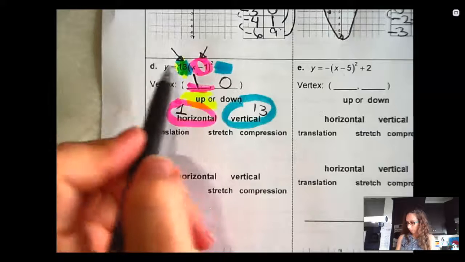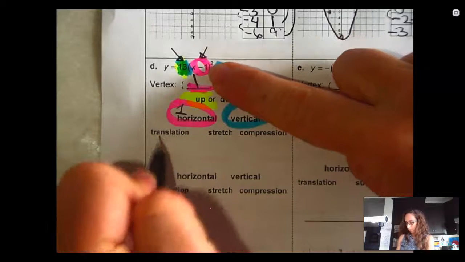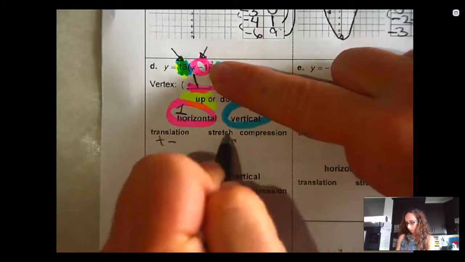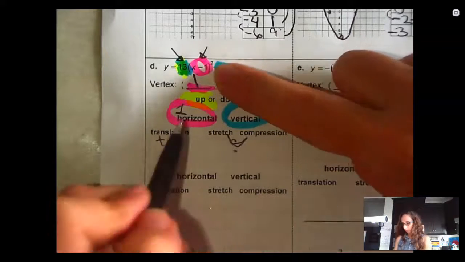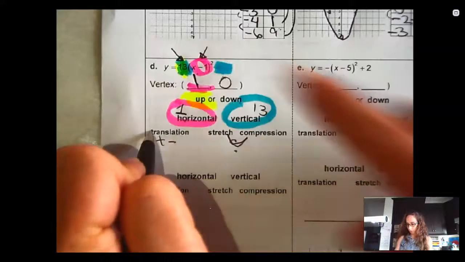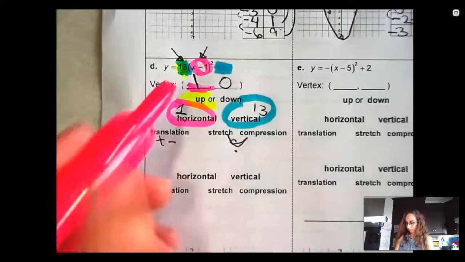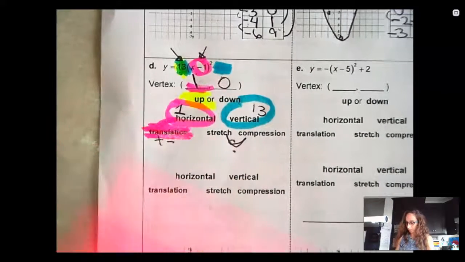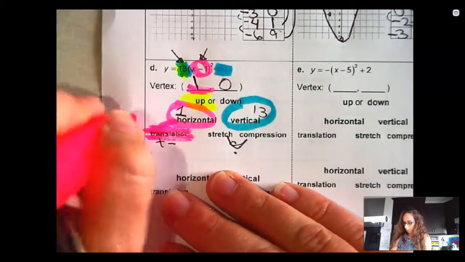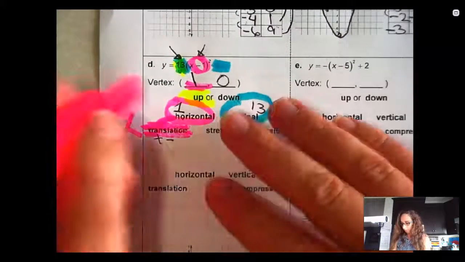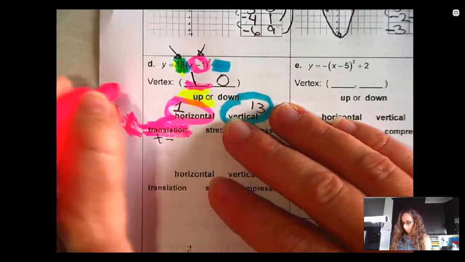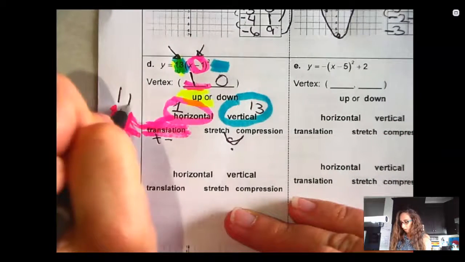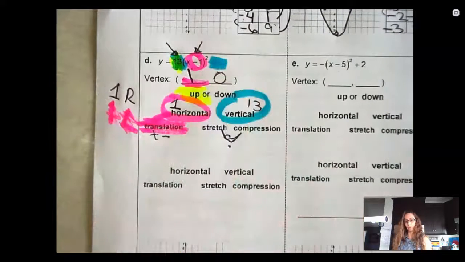All right. Now let's look at the 1. Is the 1 a translation or a stretch compression? Well, it's being subtracted, so it's a translation. So that means this one is a translation, and it would be 1 to the right because, straight shooter.